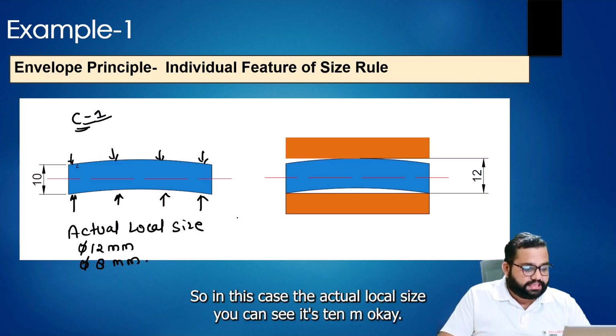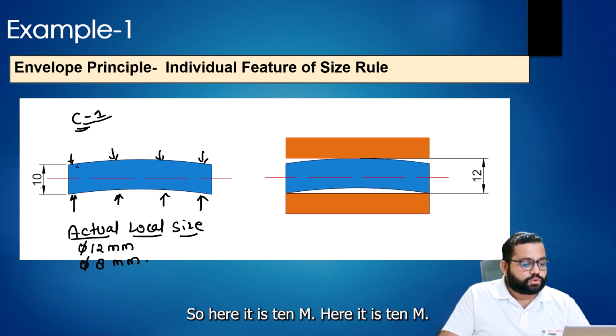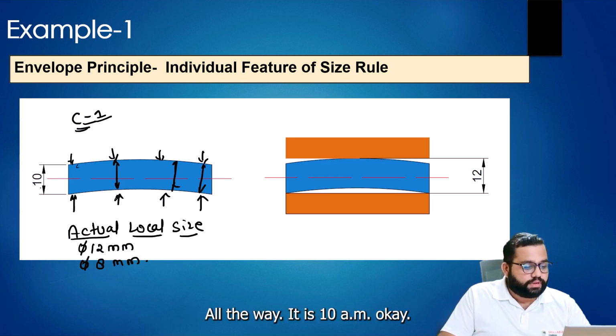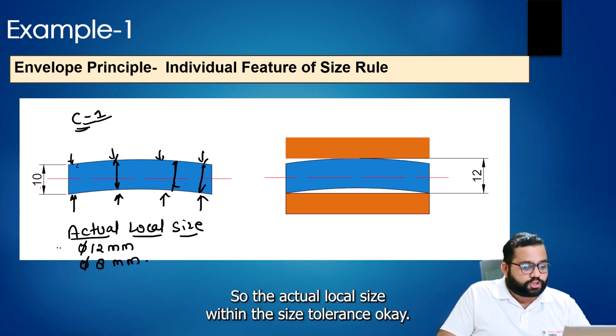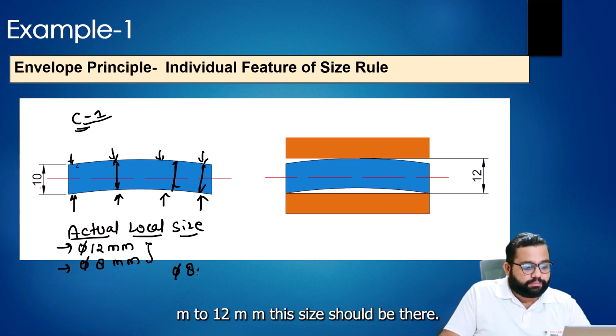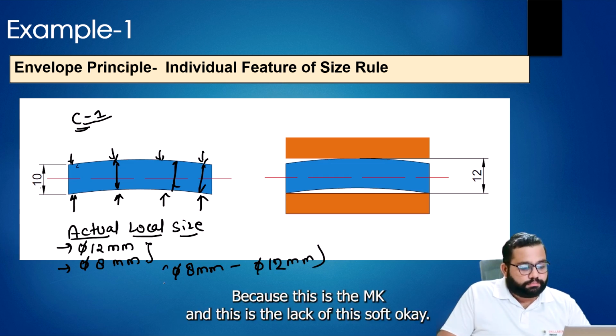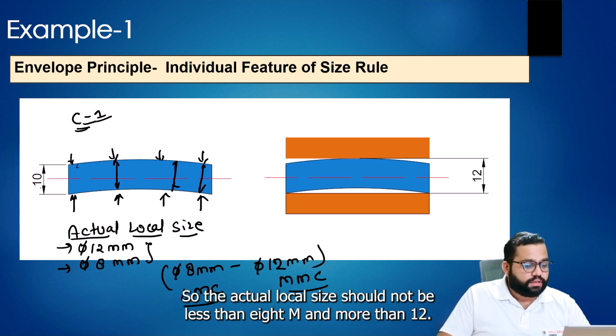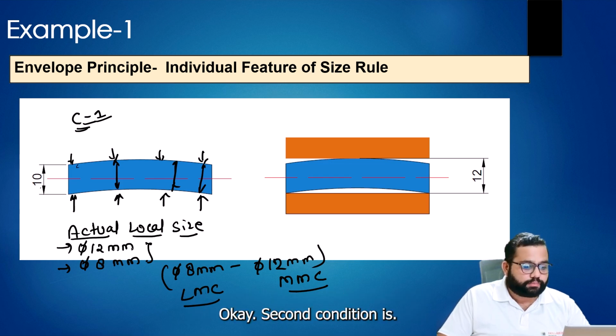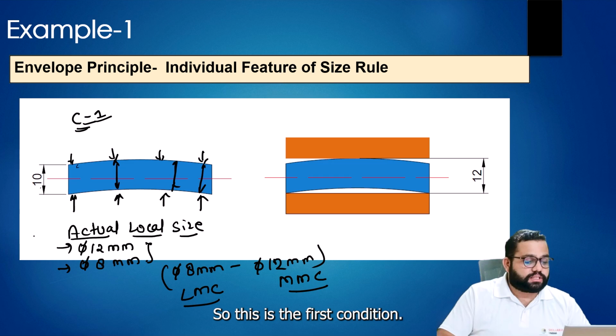In this case, the actual local size you can see is 10 mm. Here it is 10 mm, here it is 10 mm, all the way it is 10 mm. So the actual local size is within the size tolerance. From 8 mm to 12 mm, this size should be there, because this is the MMC and this is the LMC of this shaft. So the actual local size should not be less than 8 mm or more than 12 mm. Okay. This is the first condition.